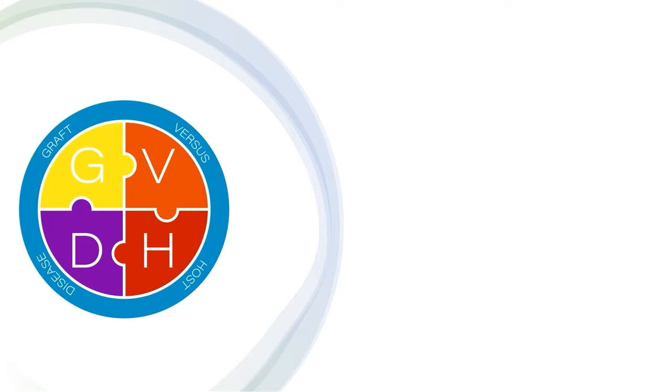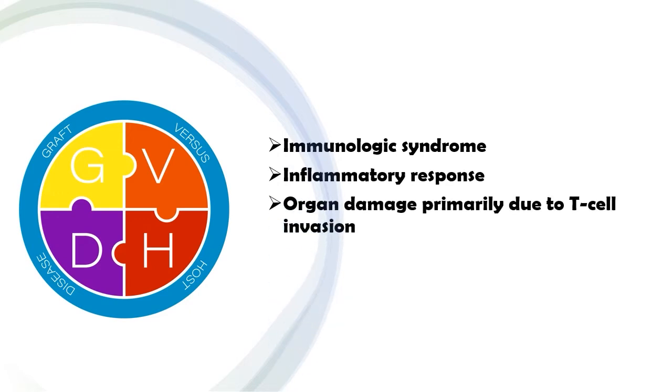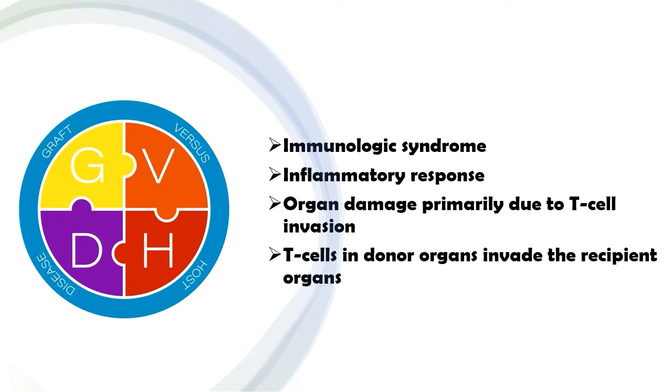Graft versus host disease or GVHD is an immunologic syndrome or phenomena that manifests as sets of signs and symptoms. It is an inflammatory response resulting in organ damage primarily due to T-cell invasion. As we discussed in our previous lecture, T-cell is a specific type of white blood cell that belongs to the lymphoid family. In GVHD, T-cells in donor organs invade the recipient's organs.